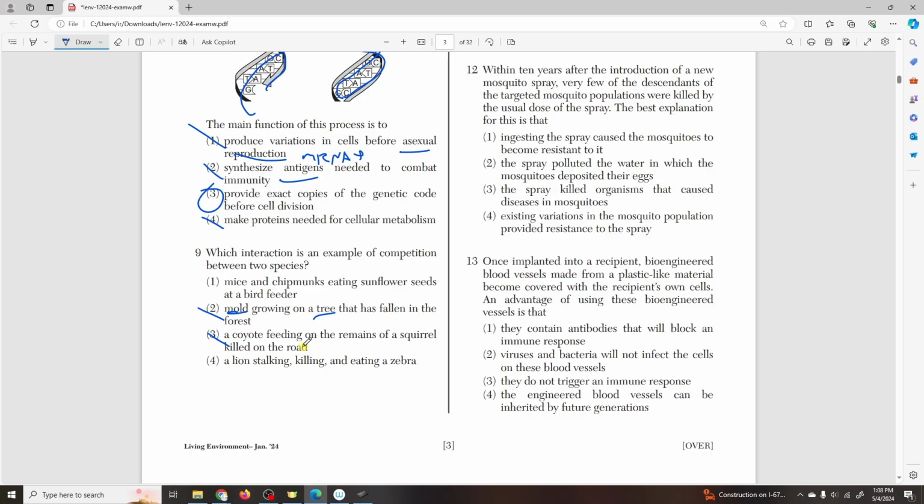And number 4 says a lion stalking, killing, and eating a zebra. This is also not competition because it's just being a predator, right? If there was another lion present, then yeah, maybe there would be competition. But what's happening here is that that's the process by which he gets his food, right? And there's no other lions to stop him.